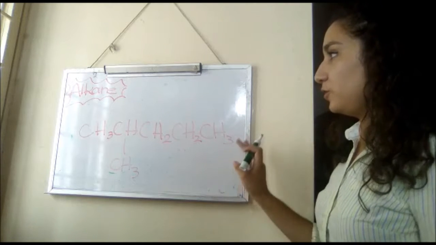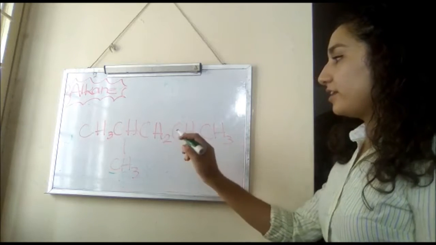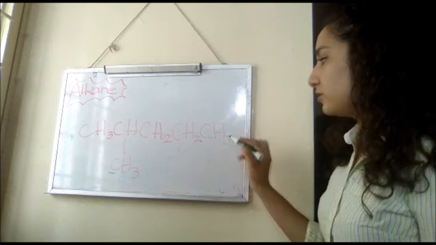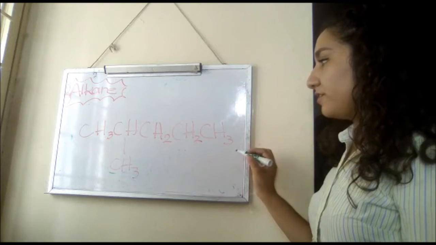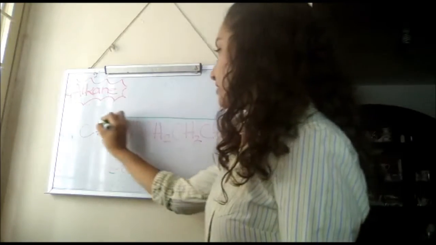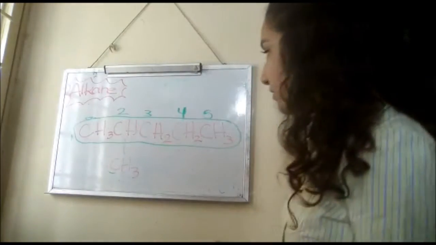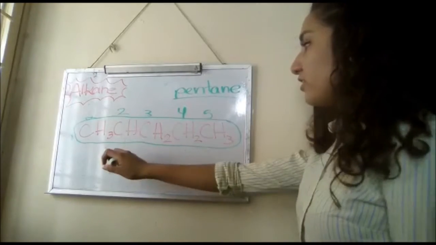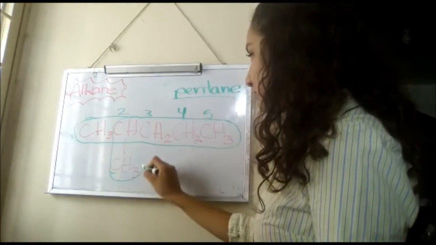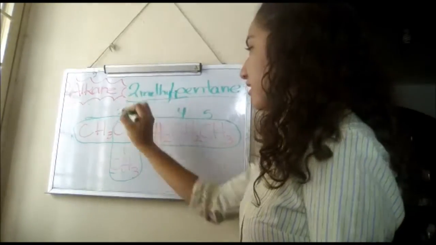Alternatively, ortho-meta-para nomenclature can be used for the substituted ring. So let's begin to name an alkane. As we know, an alkane has only single bonds. Let's identify the main chain of carbons. Here we have 1, 2, 3, 4, and 5 carbons, so this is a pentane. And on the second carbon, we have a methyl group. So it is 2-methylpentane. This is the full name of this compound.